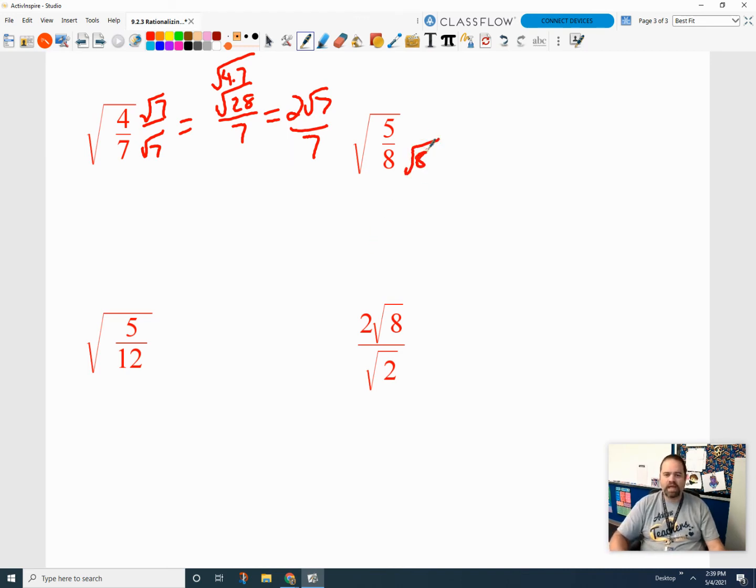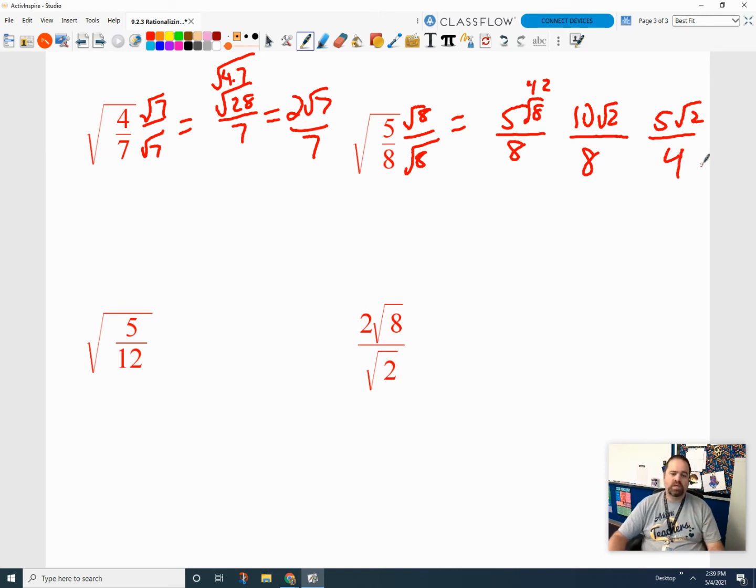Top and bottom by root 8. So 5 root 8 over 8. And let's see, that is 4 times 2, so that is 5 times 2 root 2, which is 10 root 2. Now I've got a 10 and an 8 that I can work with, so I'm going to divide both of those by 2. That is 5 root 2 over 4. I know I did that one really fast. Hopefully you're all in class on Friday, so we can do a couple more examples like that.